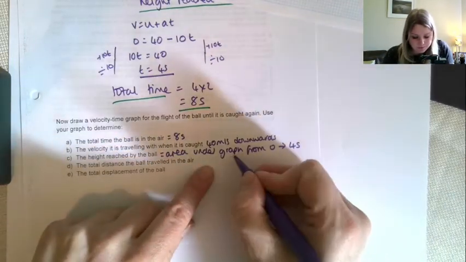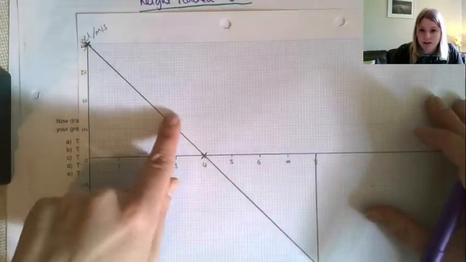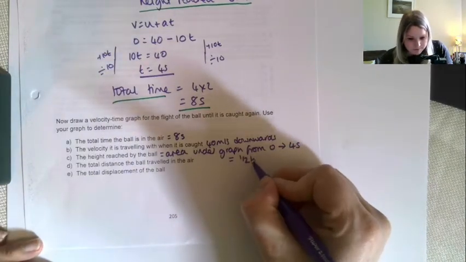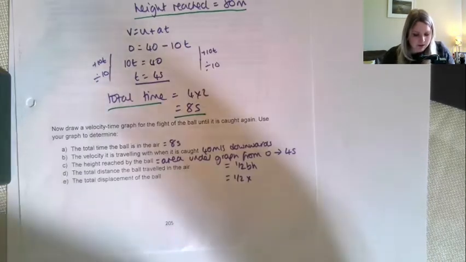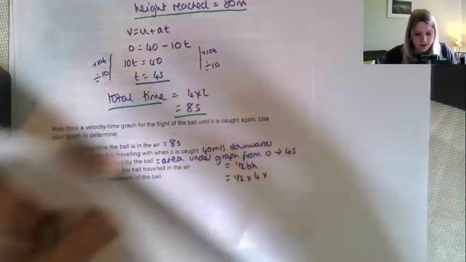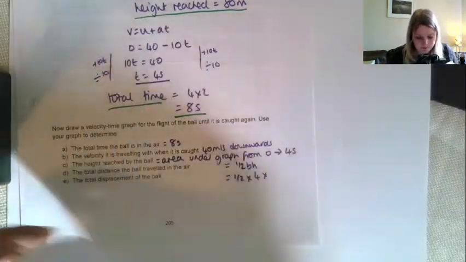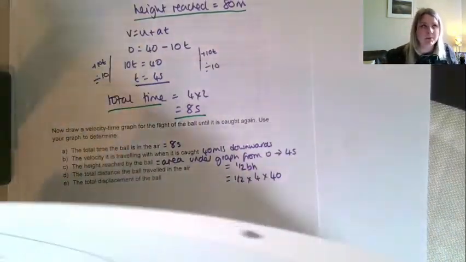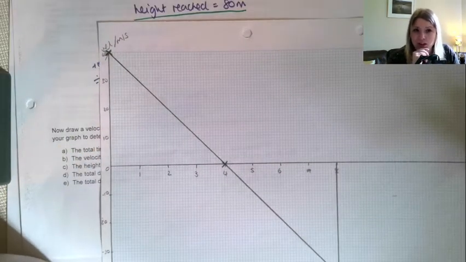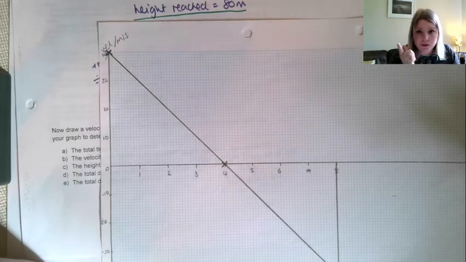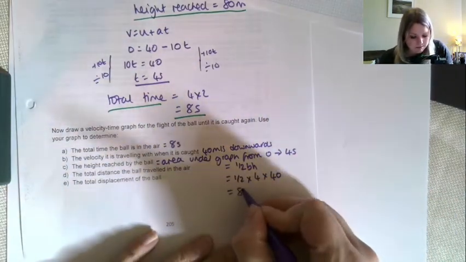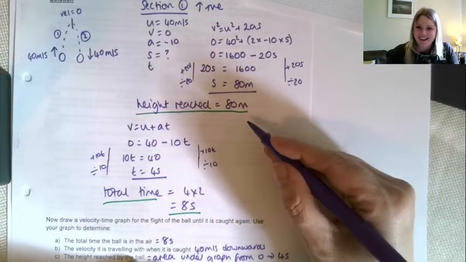Okay, now let's have a look. This is a triangle, so half times base times height. Base is 4 and the height of the triangle is 40. So just be careful. One of the most common mistakes whenever people use graphs to get the area is that they count the squares or count the lines rather than using the numbers on the axes. So make sure you do that. So a half multiplied by 4 multiplied by 40 gives me 80 meters. Is that the same as what we got above? Yeah, height reached 80 meters.